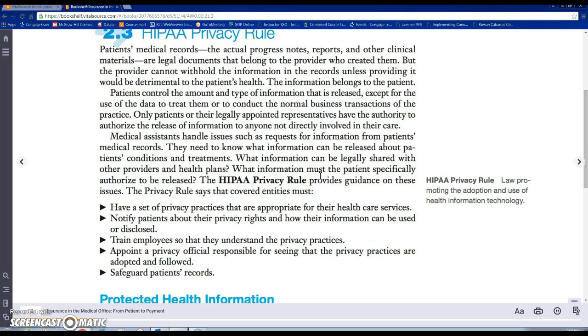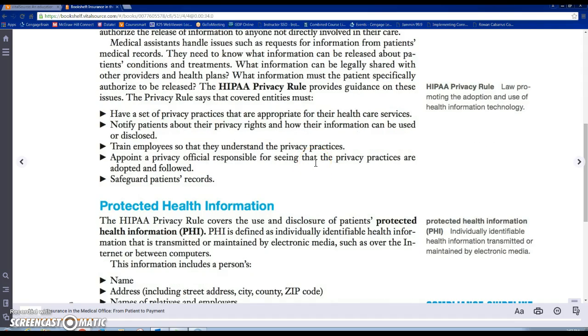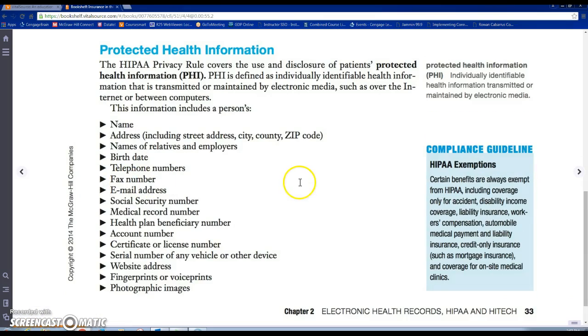All right, let's talk a little bit about HIPAA. HIPAA was put in place to protect your information, basically. It's a privacy rule. We're looking at making sure everybody is trained, that they have a HIPAA officer on site. And once you start working in healthcare, you'll be trained every year on HIPAA. It is so very important that we safeguard patient records, and that's what this deals with. We're looking at protected health information, and all that is your name, address, all your personal information.